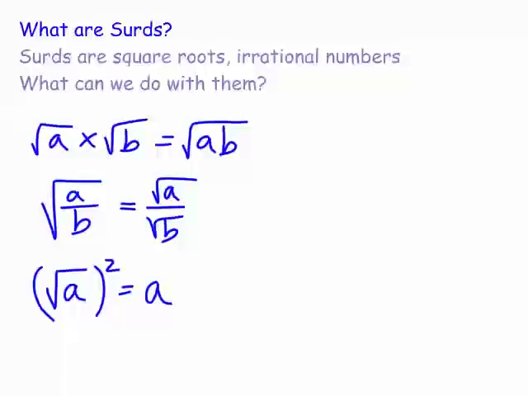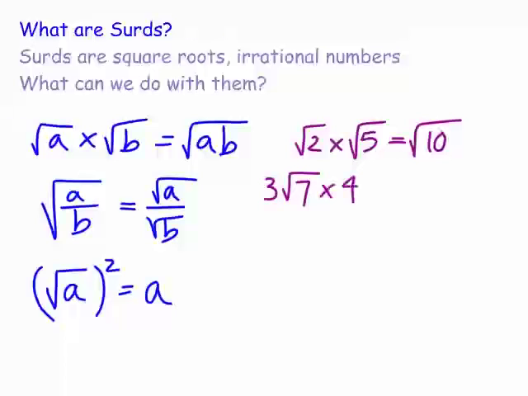Okay, so let's do some examples. Let's have a look at the first one. The square root of 2 times the square root of 5? Okay, that is the square root of 5 2s are 10. How about if I put numbers at the front? Say I had 3 square root 7 times 4, say square root 5. Okay, we multiply the numbers at the front. 3 4s are 12. Square root, multiply the numbers under the square root signs. 5 7s, 35.